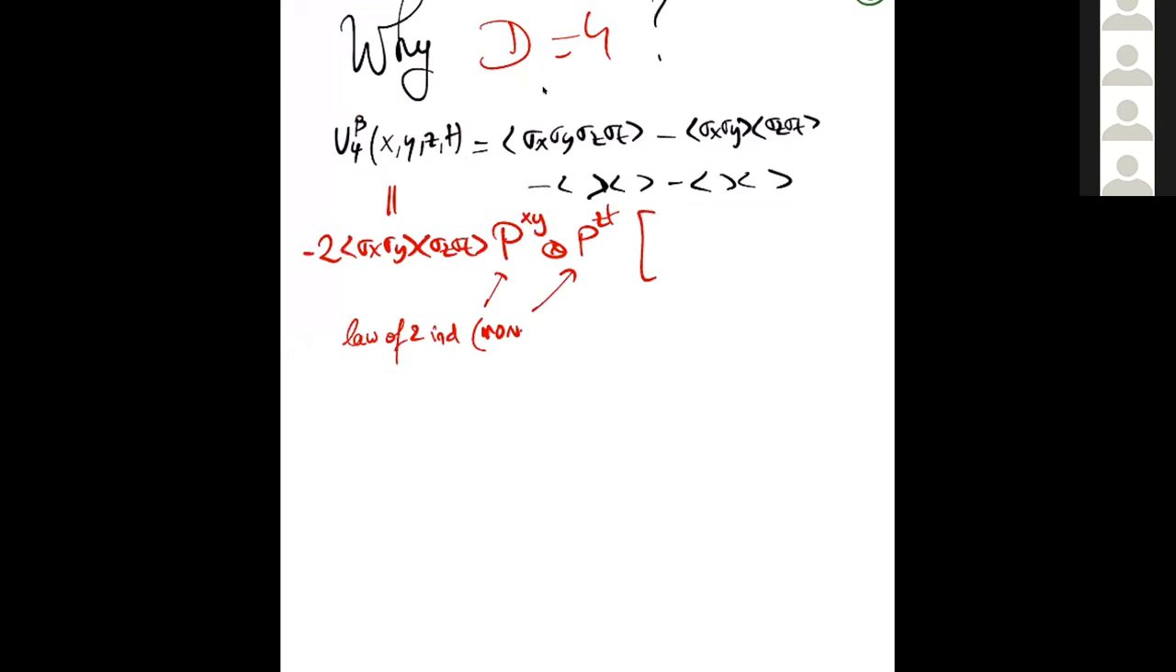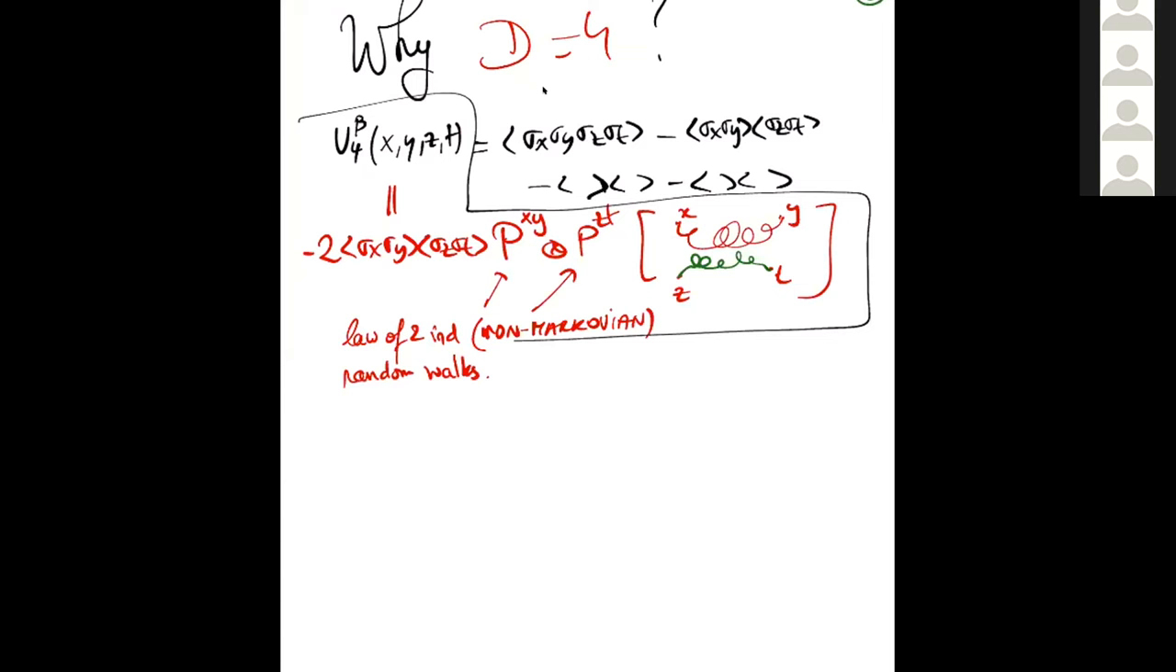This is going to be very important, but let's forget that. Non-Markovian random walks: one that goes from x to y, and one that goes from z to t. Let's use another color. What the rewriting here says is that U4 is -2 times the product of the spin-spin correlations times the probability that, if you sample two independent random walks, one from x to y and one from z to t, they intersect.